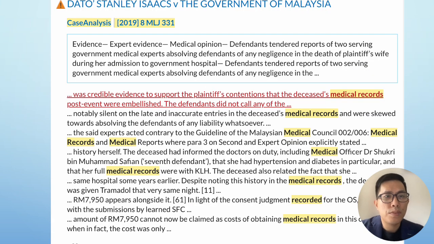So let me share with you the case of Dr. Stanley Isaac versus the Government of Malaysia. This is a case that happened in Hospital Kuala Lumpur. What happened is that the doctor in charge was caught by the court making alterations to the medical records. This has been confirmed by the staff nurse and the other staff of the ward. Because there had been an alteration to the medical records, this information was used against the doctor, and eventually the doctor lost his case and had to pay a huge amount of money.